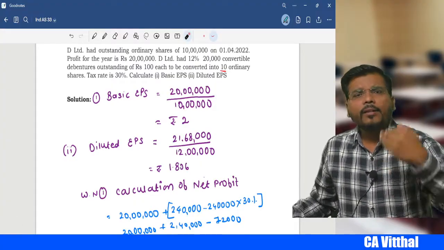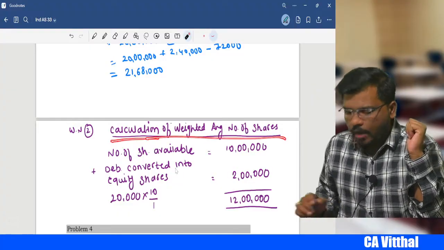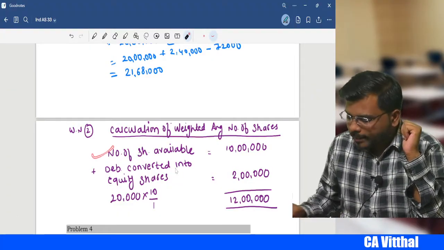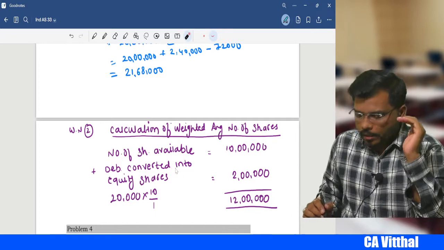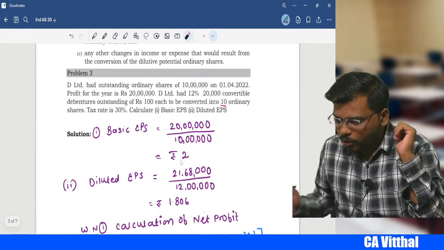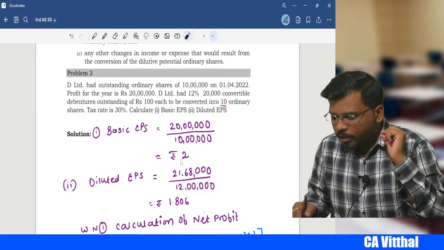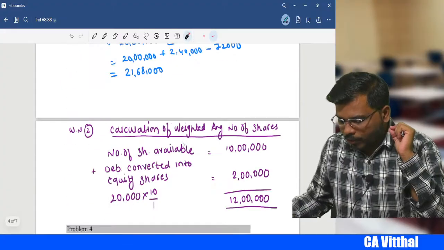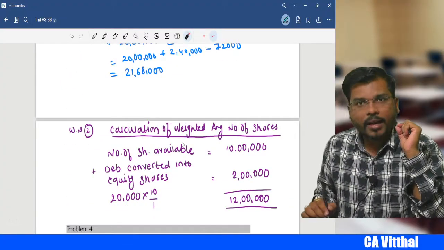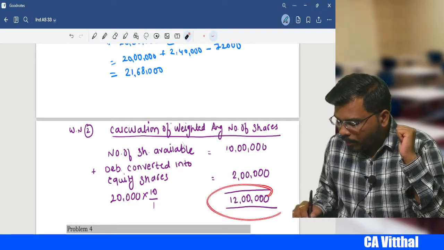Now let's calculate the denominator. So what is the denominator, sir? Calculation of weighted average number of shares. How many shares are available? 10 lakhs. Now we are converting the debenture into shares. What is the conversion ratio? They said each debenture will get 10 ordinary shares. How many debentures do we have? 20,000. So 20,000 debentures into 10 by 1, 2 lakh shares will be converted. So how much is the total shares?